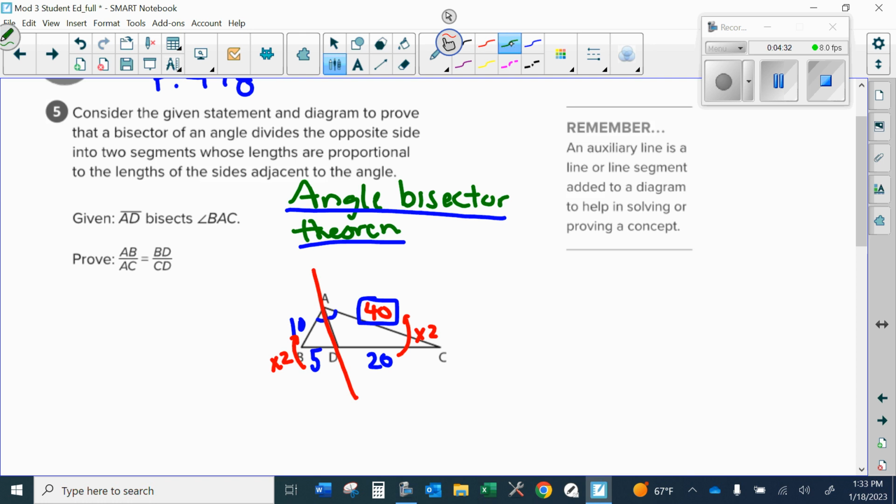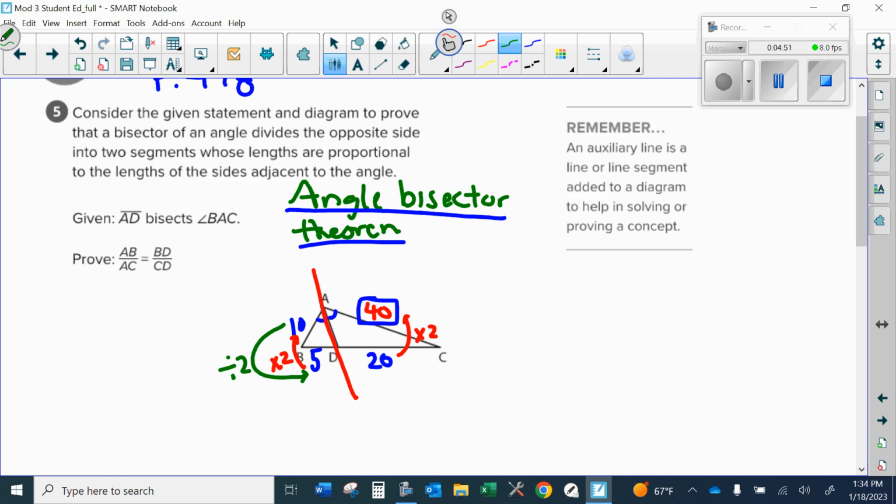Or I could have started here and said 10. How do I go from 10 to 5? In multiplying or dividing, I divide by 2. Then I would have x divided by 2 equals 20. Well, then that's 40 again. Okay, most people like to multiply.